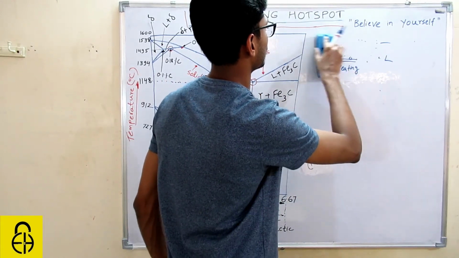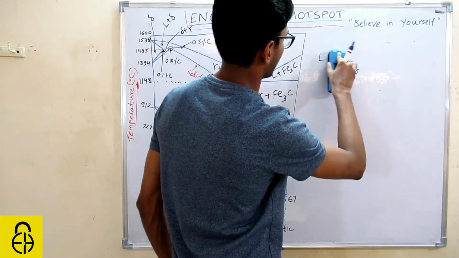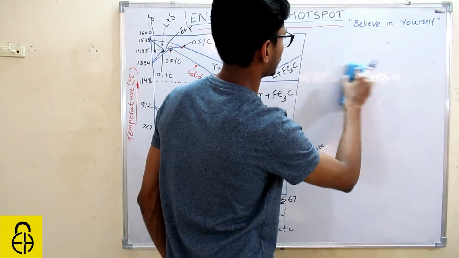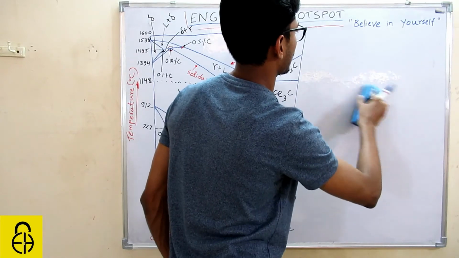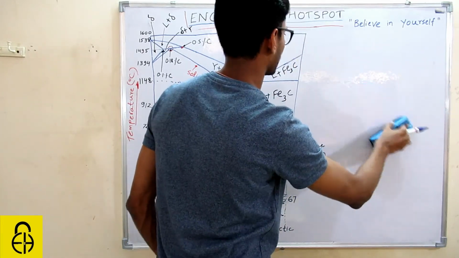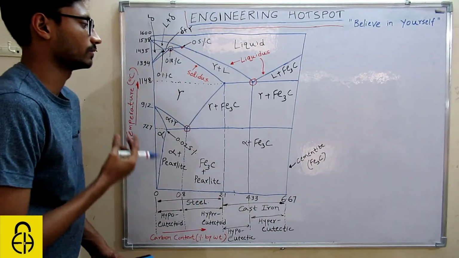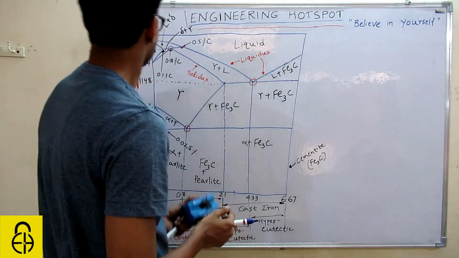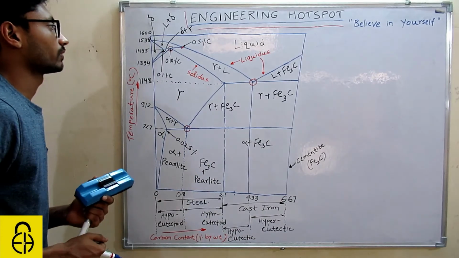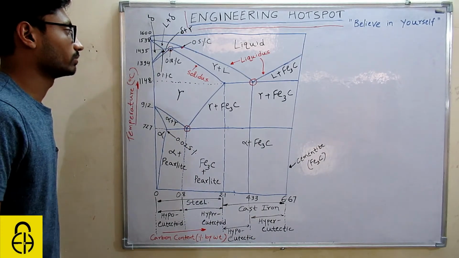What we have seen earlier, the eutectic point and peritectic points, those 3 points are invariant points. So these are the different points that need to be discussed.